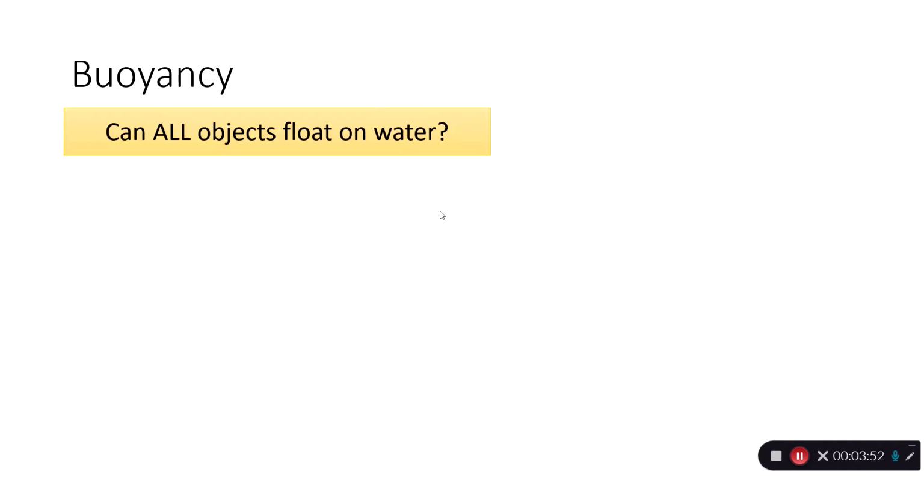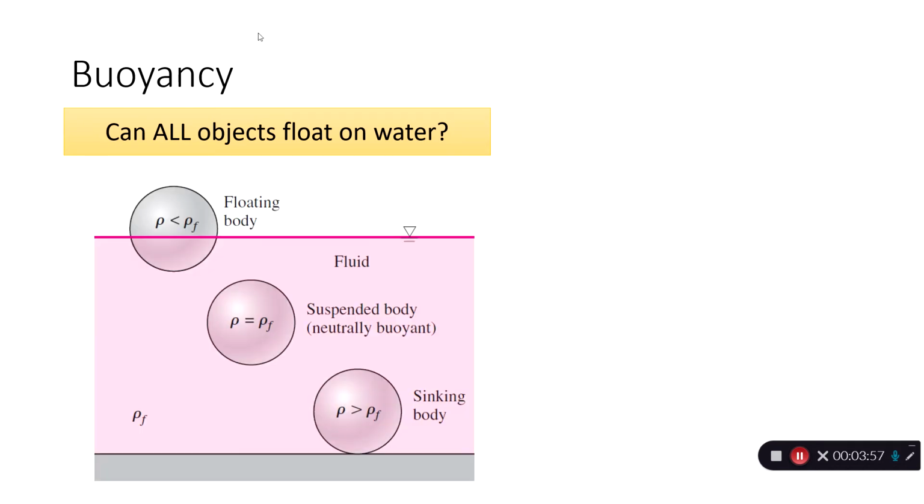So the question now is, can all objects float on water? So I think you know that the answer is no. Okay, what determines whether an object floats or not on water, or in fact any fluid, is the densities. So for example, let's say we have this fluid here. Okay, this is the surface. You can see that there are three objects with different level of buoyancy. Okay, so first we have the object that is floating naturally. So the density of this object is less than the density of the fluid. Okay, this is the density of the fluid.